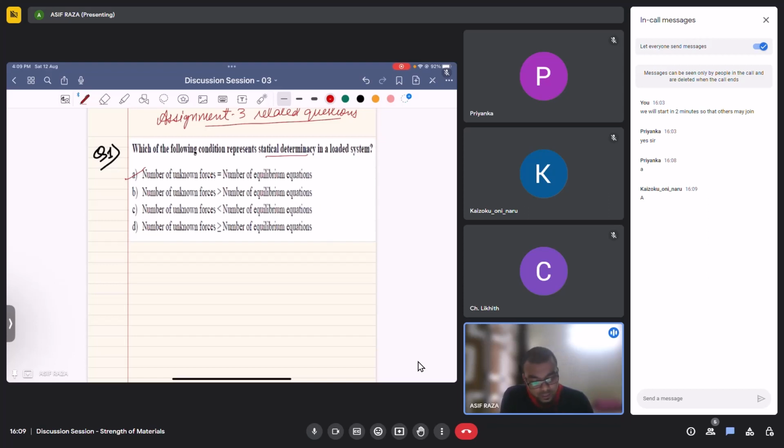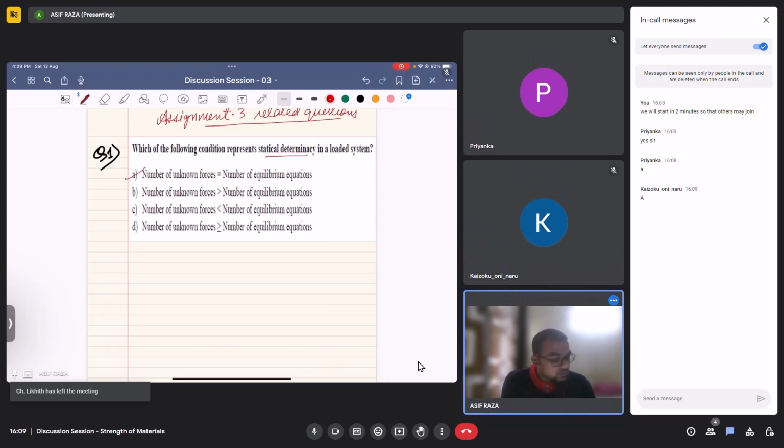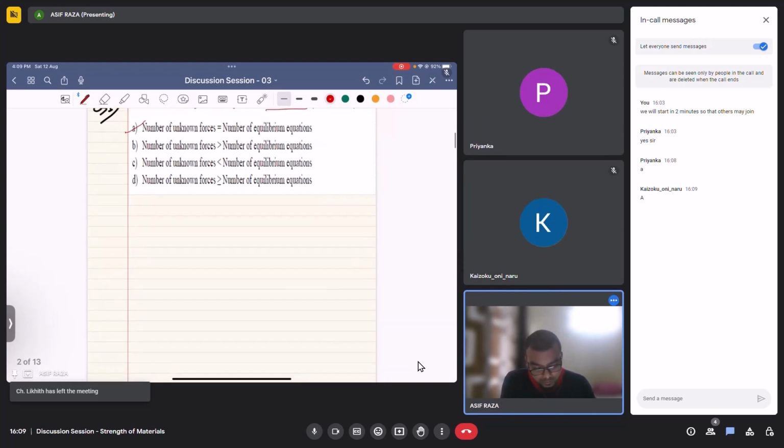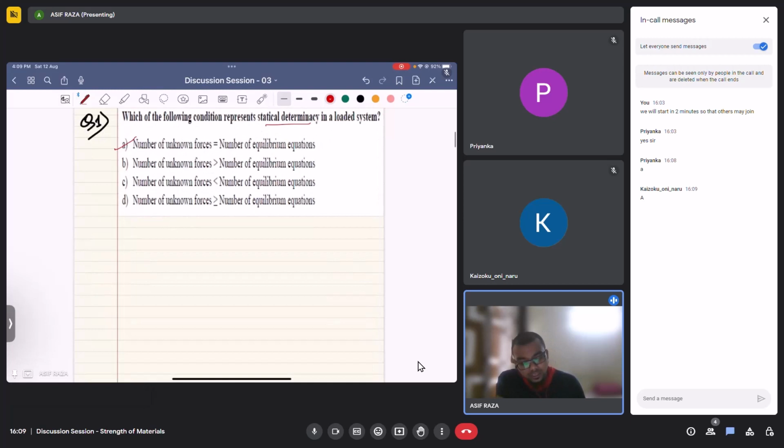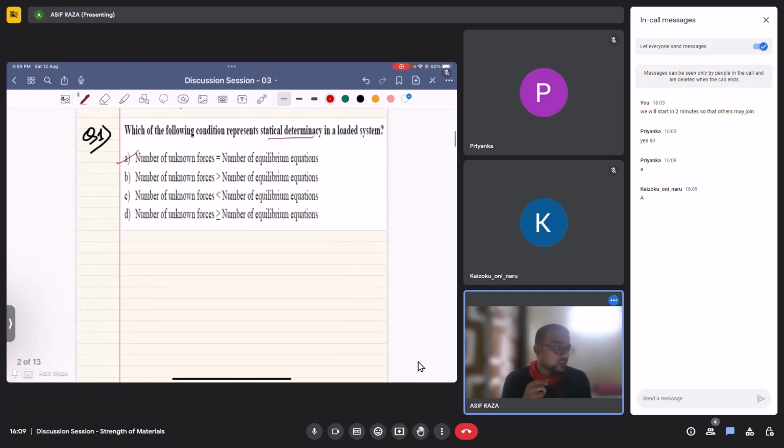Yes, the correct answer is option A only. A statically determinate system is the one where the number of unknown forces is equal to the number of equilibrium equations. Okay, let's move on.